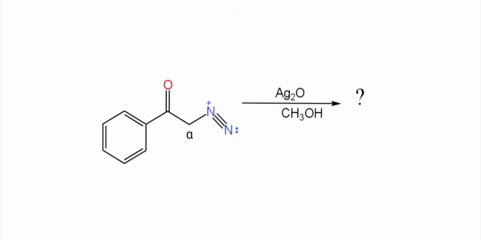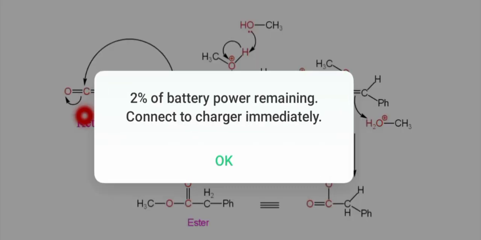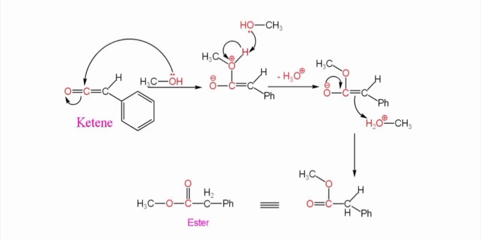Now what is the next step? Attack of the nucleophile. Which nucleophile do we have? We have an alcohol, methanol. So we will attack our ketene with methanol. The lone pair on the oxygen of methanol attacks the carbon, and then the electrons involved in pi bond formation transfer towards O minus, and what will happen next? Deprotonation.